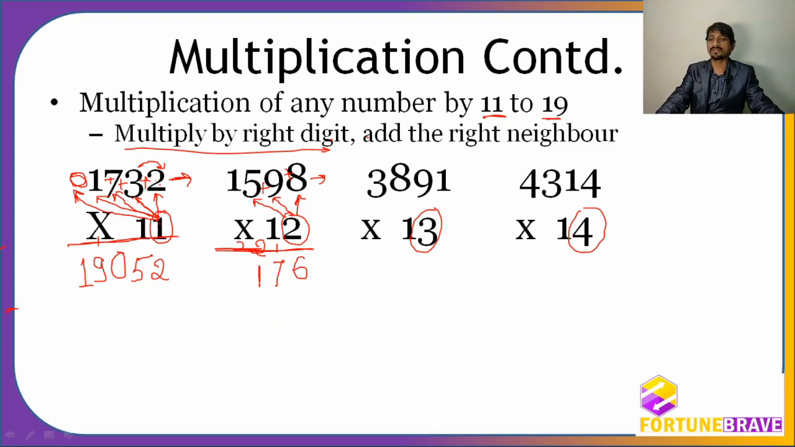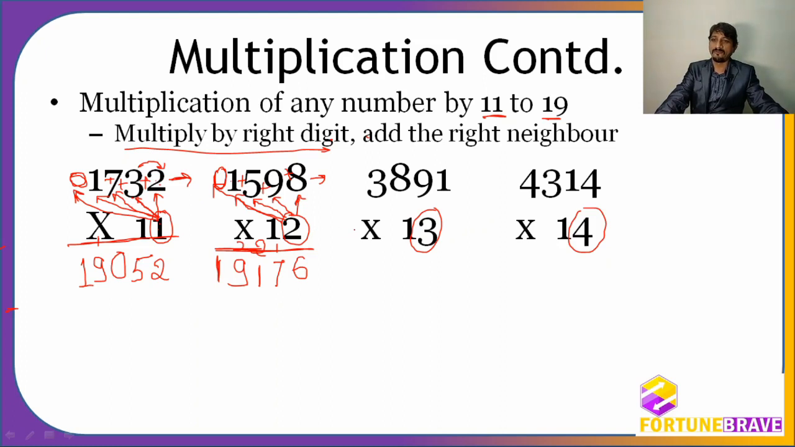So 1 will be written and 2 will go as carry. Then 2 into 1 is 2, plus 5 is 7. 7 plus 2 is 9. Now we are not left at that. What am I going to do? Again I am going to think that there is a 0 here. So 2 into 0 is 0, plus 1, plus any carry? No carry. So I will write 1. Is that clear?